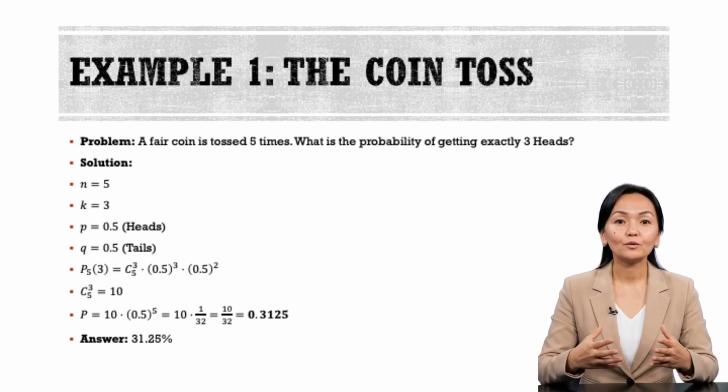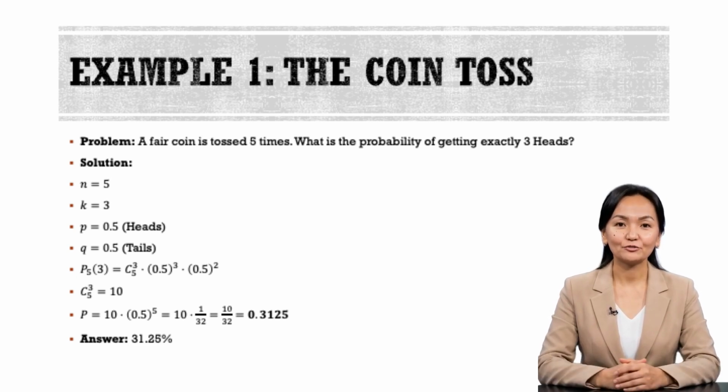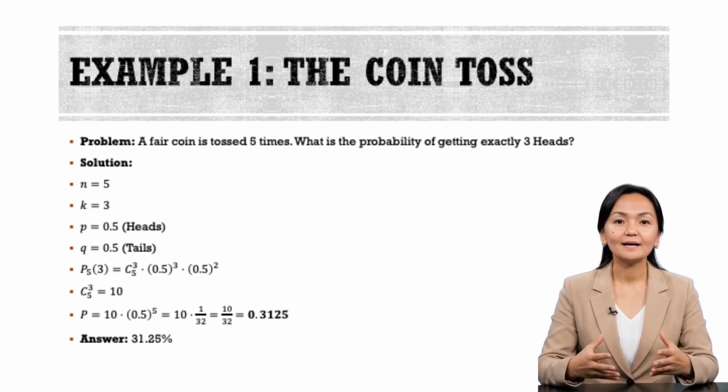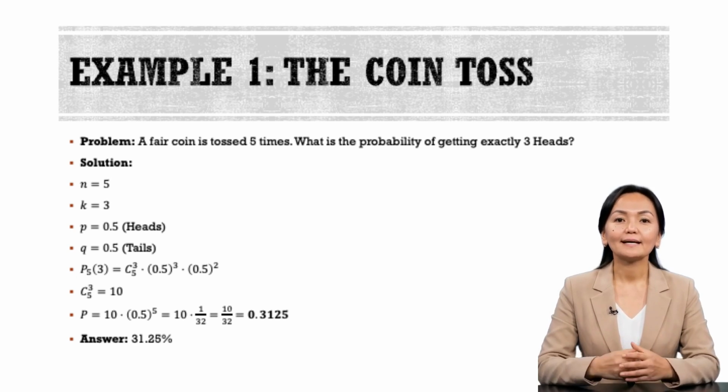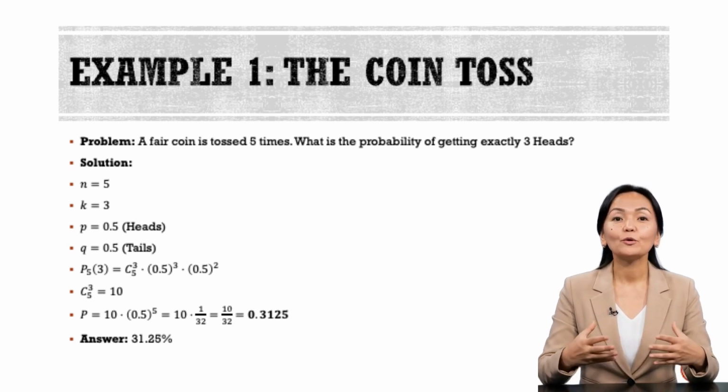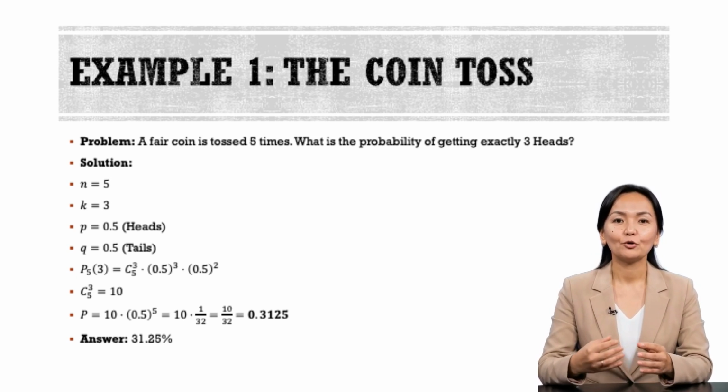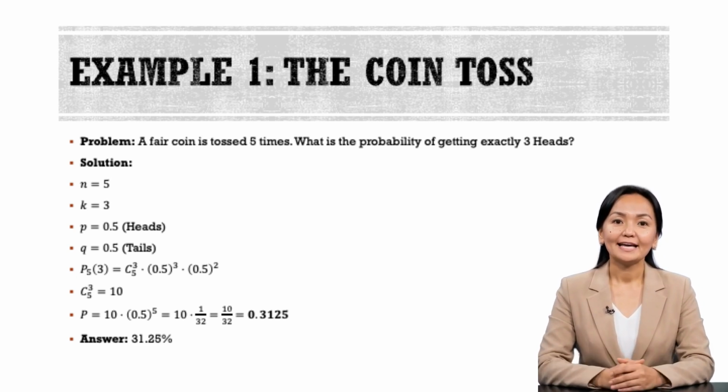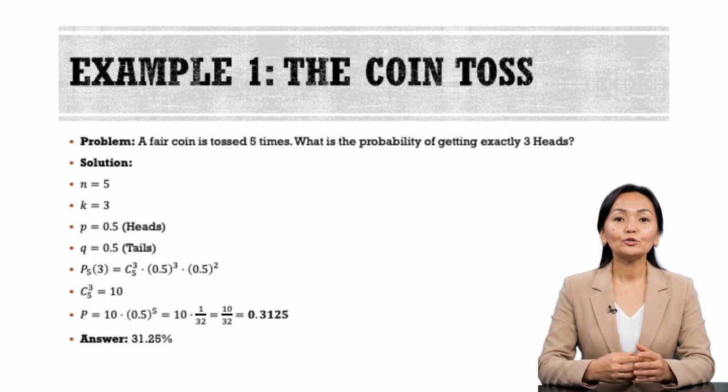Plugging into the formula, we get p sub 5 of 3 equals c sub 5 cubed times 0.5 cubed times 0.5 squared. C sub 5 cubed is 10. There are 10 ways to choose which 3 of the 5 tosses are heads, so we have 10 times 0.5 to the 5th power. 0.5 to the 5th is 1/32. 10 divided by 32 equals 0.3125. So the probability of getting exactly 3 heads in 5 tosses is 31.25%.